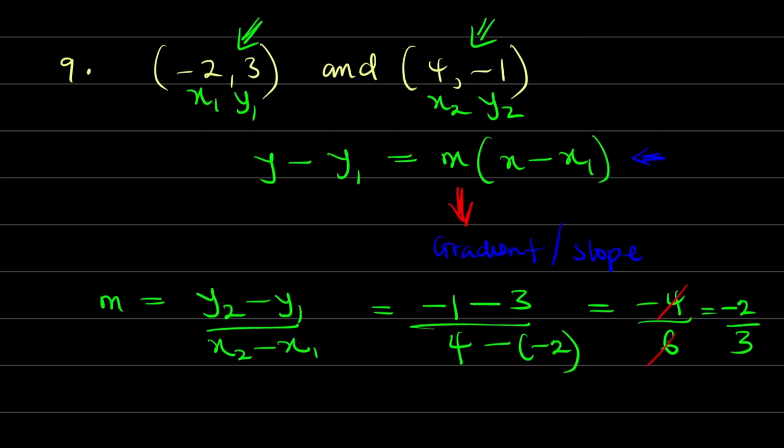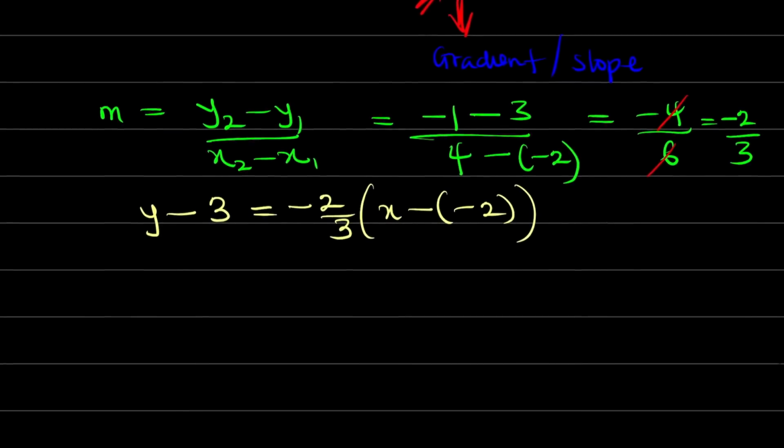Now that we have our slope, we already know what our x1, y1 is. So we substitute that into this equation and put minus 2 over 3 in place of m here. And this will give us y minus, my y1 is 3, is equal to m is now negative 2 over 3 into x minus x1 is minus 2.